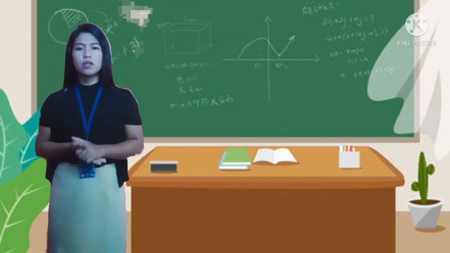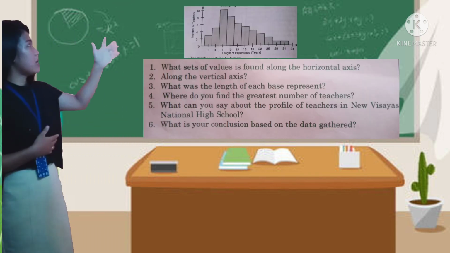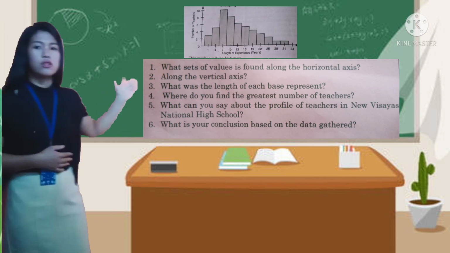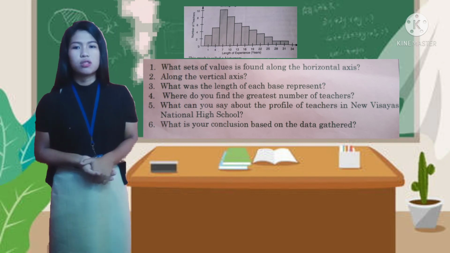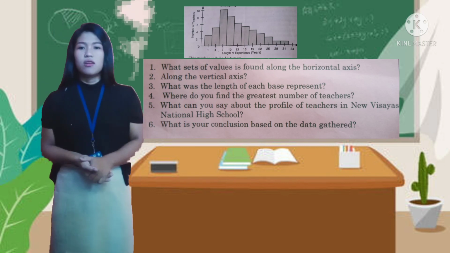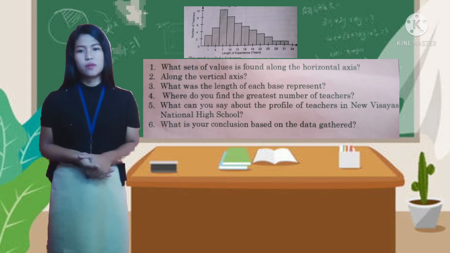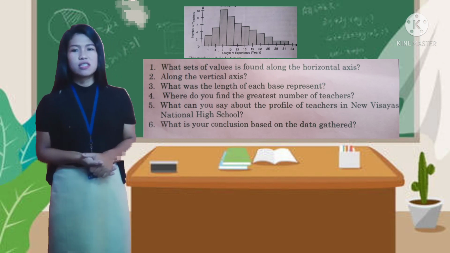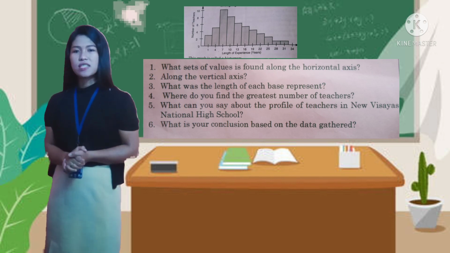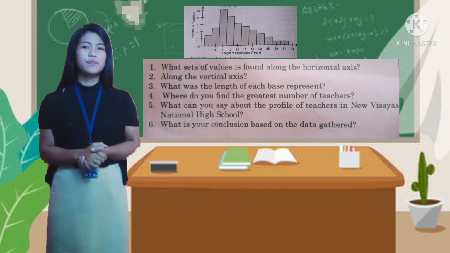Direction: answer the following questions based on what you observe in the histogram shown below. I will give you a histogram, and what we're going to do is answer the following questions. What set of values is found along the horizontal axis? Okay, along the vertical axis. What does the length of each base represent? Where do you find the greatest number of teachers? What can you say about the profile of teachers in New Visayas National High School? What is your conclusion based on the data gathered?